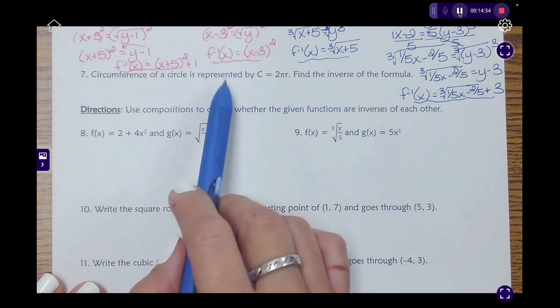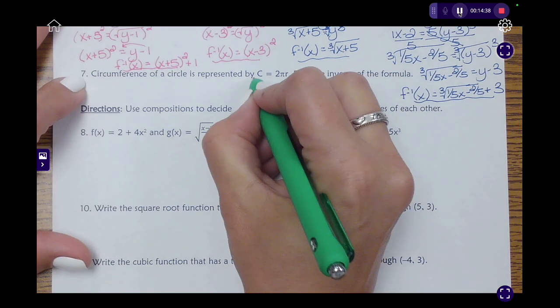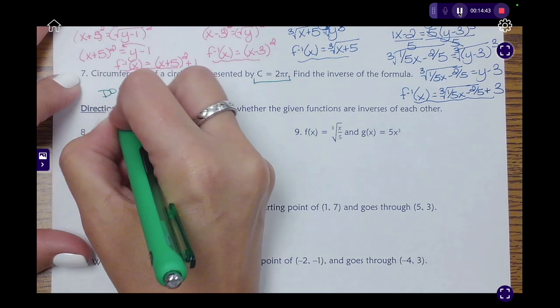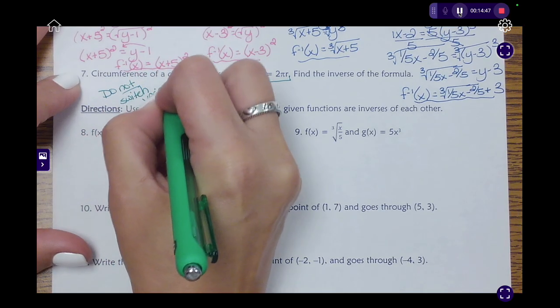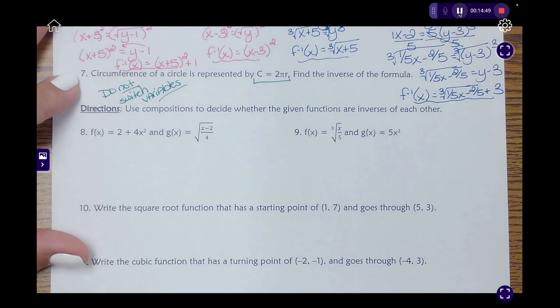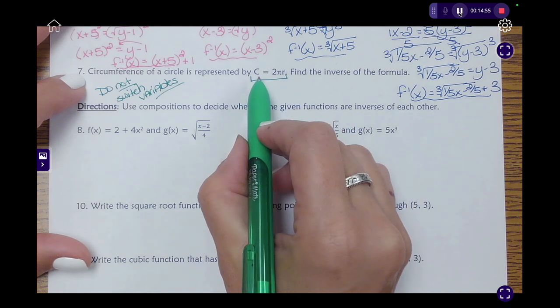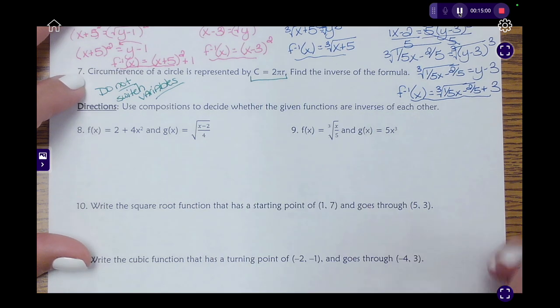The one exception for inverses, do not forget, if you are given any type of formula, do not switch your variables. So if you're given any type of formula in a word problem or just plain by itself, if they say it's a formula, you do not switch your variables. So like right here, I am not going to switch my c and my r. I'm going to leave it alone, and I'm just going to get r by itself.